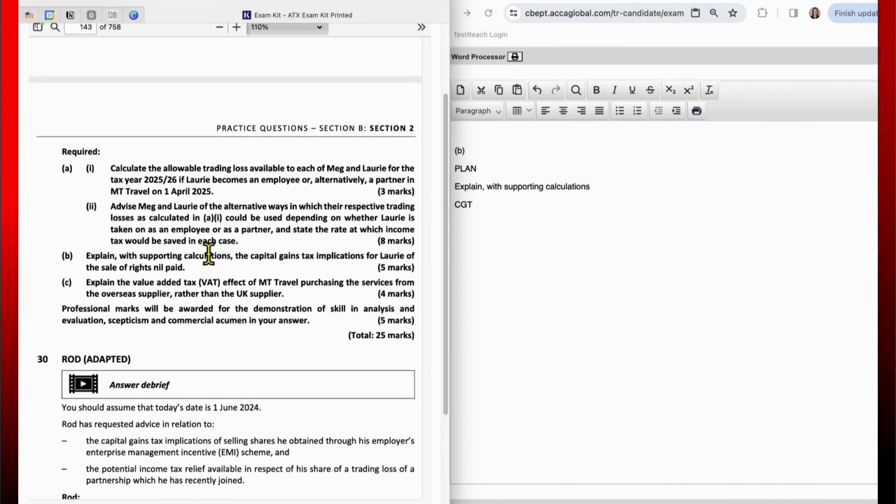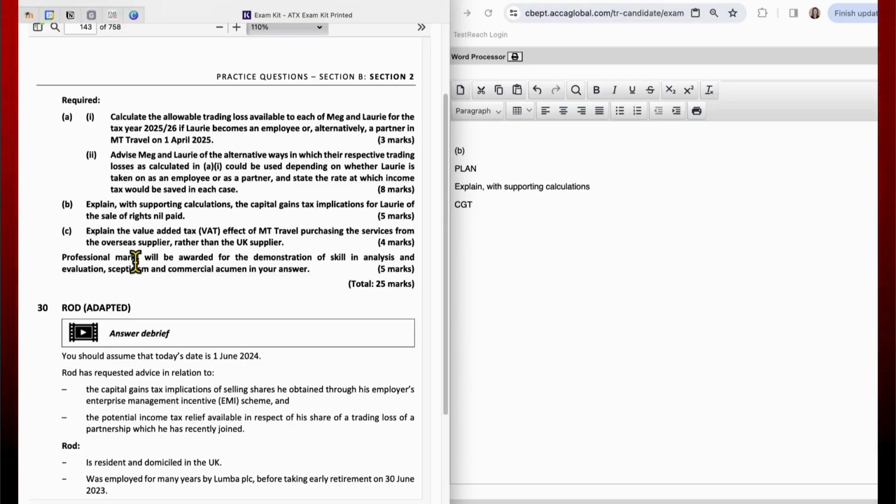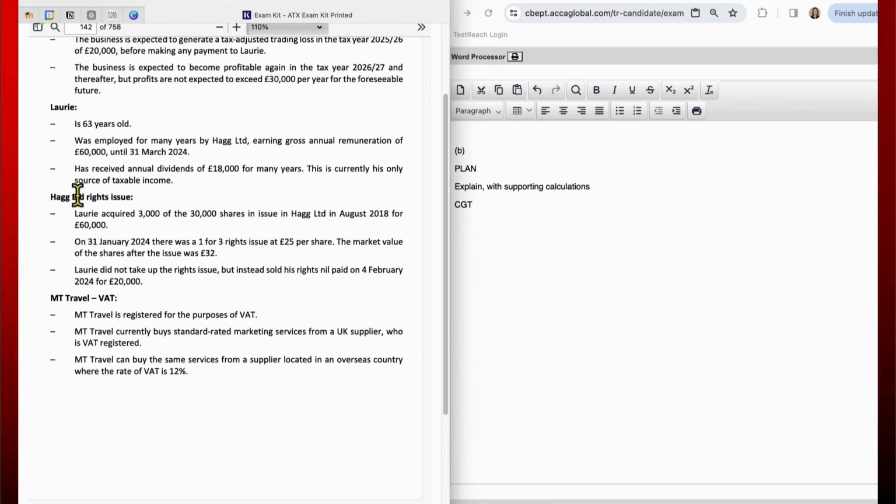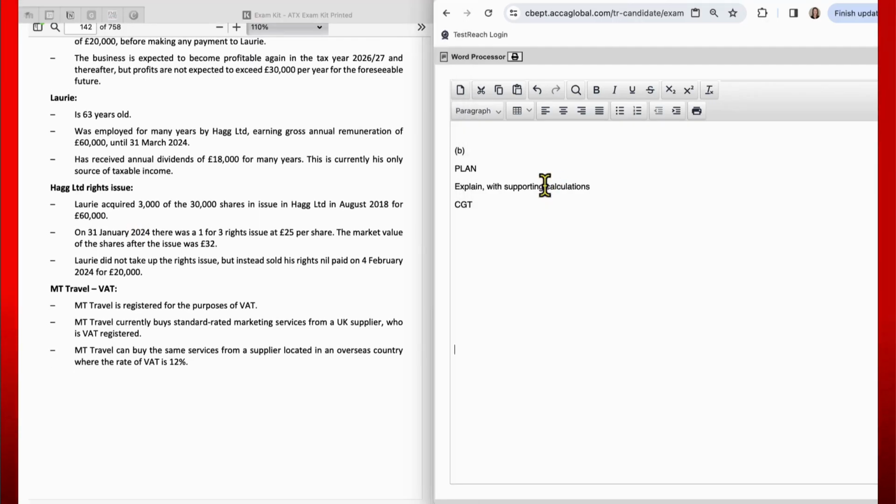Okay, so now we're looking at part B, which tells us to explain with supporting calculations the CGT implications for Laurie of the sale of rights nil paid, 5 marks. And this is all to do with this section here, Hagg's limited rights issue. Laurie had acquired 3,000 of the 30,000 shares, and then there was a 1 for 3 rights issue, £25 a share. And Laurie decided not to take up that offer and instead sell the rights to somebody else for £20,000. And we are being asked to explain with supporting calculations the CGT treatment of this.